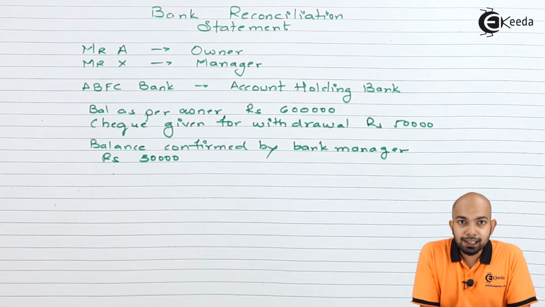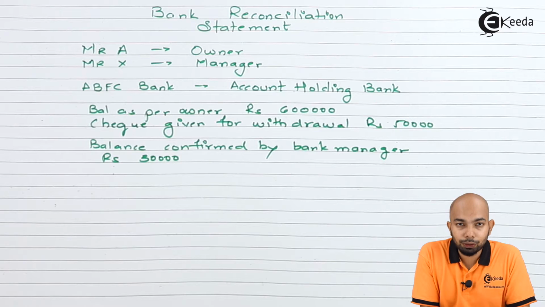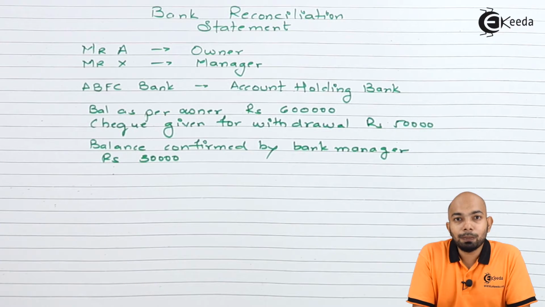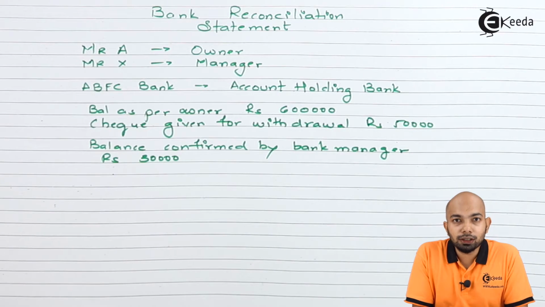So if you can see in this sum, we have Mr. A who is the owner, we have Mr. X who is the branch manager, and we have ABFC Bank being the bank of the account holder, the owner. We have a situation here. We have a balance as per the owner which is supposed to be 6 lakh rupees. So Mr. A has a balance in his account of rupees 6 lakh. Mr. A, the owner, has sent his manager to withdraw a certain amount from his bank, which is rupees 50,000. However, as per the branch manager's confirmation, there is a balance of only rupees 30,000 in his account.